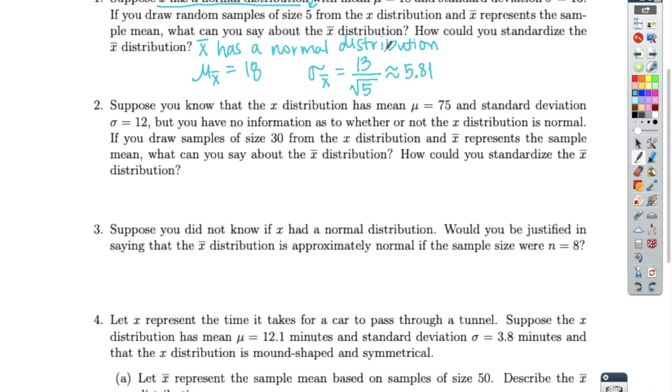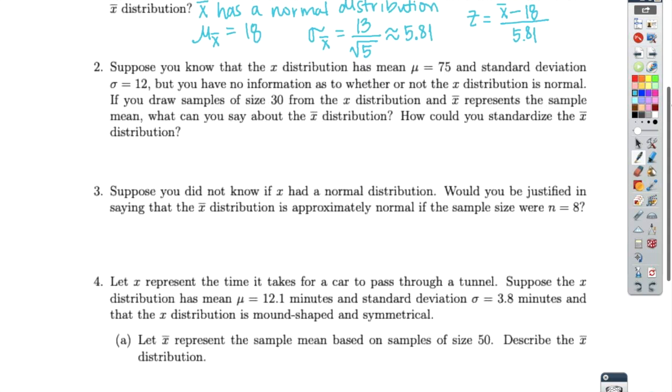Okay, so to standardize the X bar distribution, we would just use the formula. When you say standardize, that just means to turn it into a z value. X bar minus the mean, which was 18, divided by the standard deviation, 5.81.